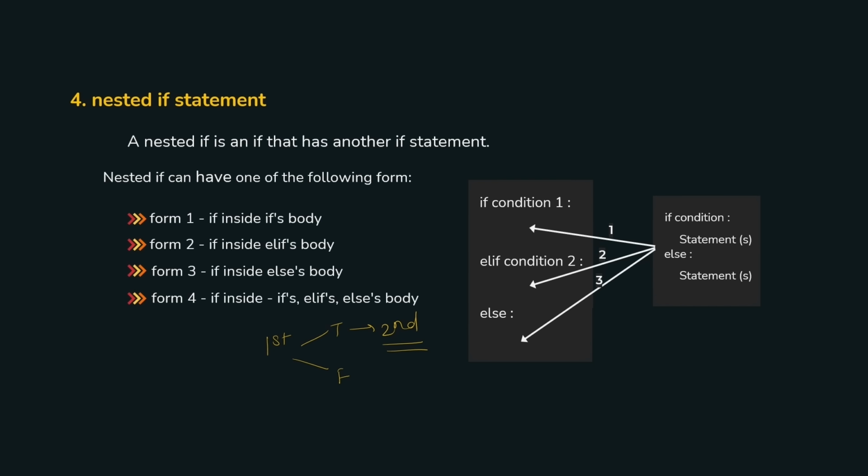We can form this nesting inside the if part, inside the elif part, or inside the else part too. Or if you want, you can include it in all three parts. That's why there are 4 different forms of nested if.